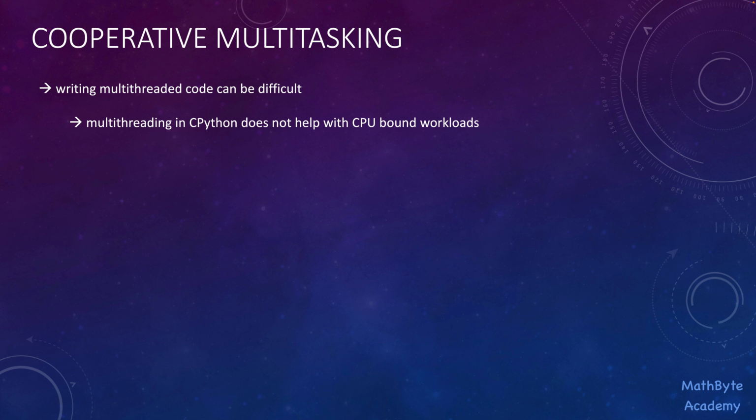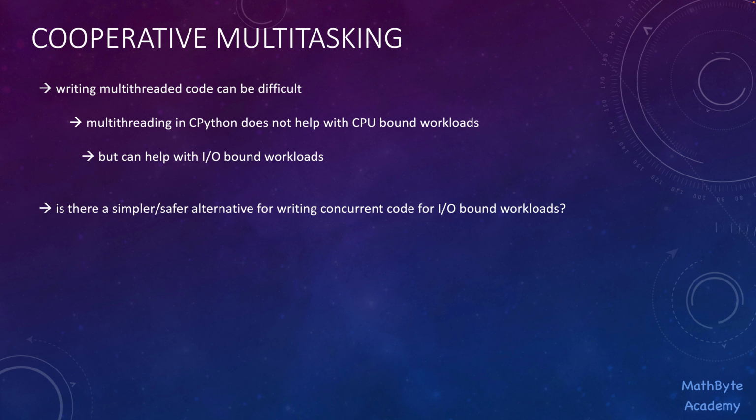And we also know that multi-threading in CPython does not help with CPU-bound workloads, right? In fact, it's going to probably slow things down. But cooperative multitasking can help with IO-bound workloads. So things like multi-threading or other kinds of multitasking in Python that are still going to be single-threaded can certainly help with IO-bound workloads. So is there a simpler or safer alternative for writing concurrent code for IO-bound workloads? Because really, the only thing we can hope to improve in our Python app, short of doing multiprocessing or scaling across multiple machines, is really improving performance when we have IO-bound workloads.